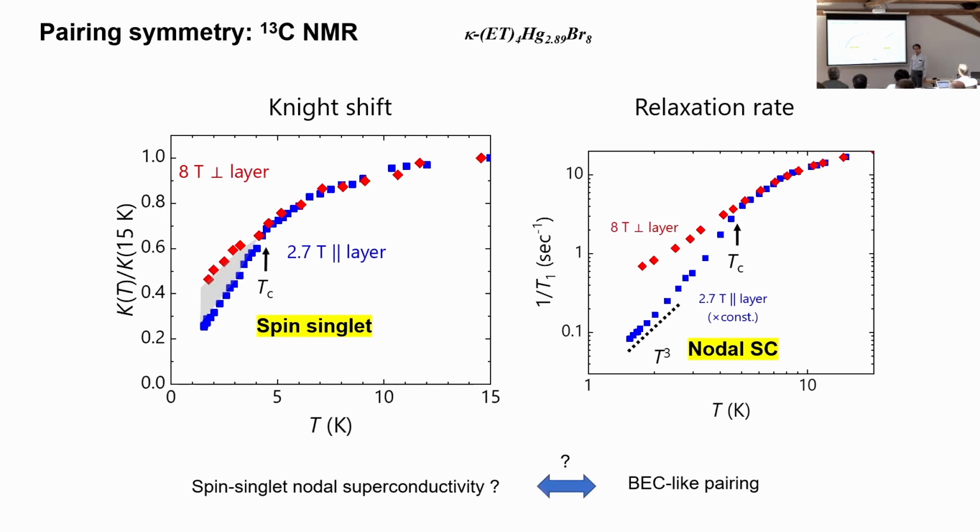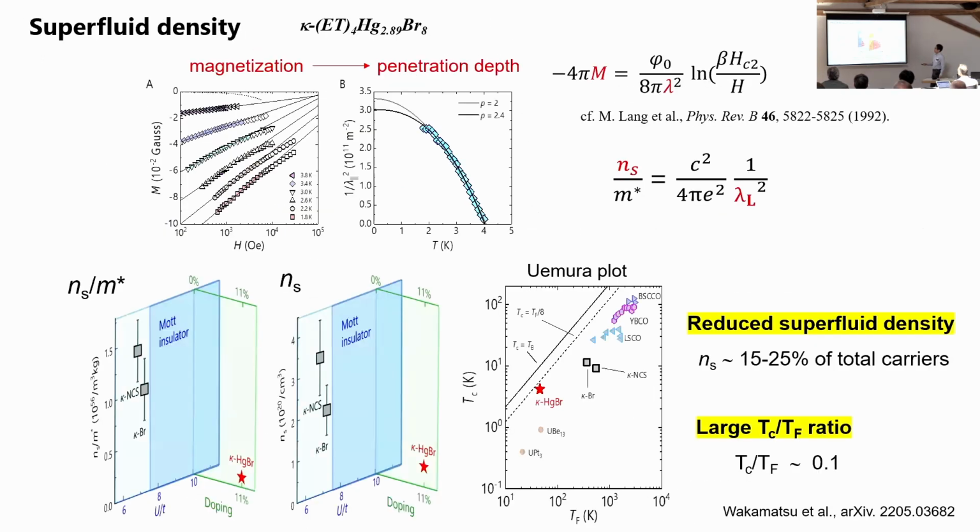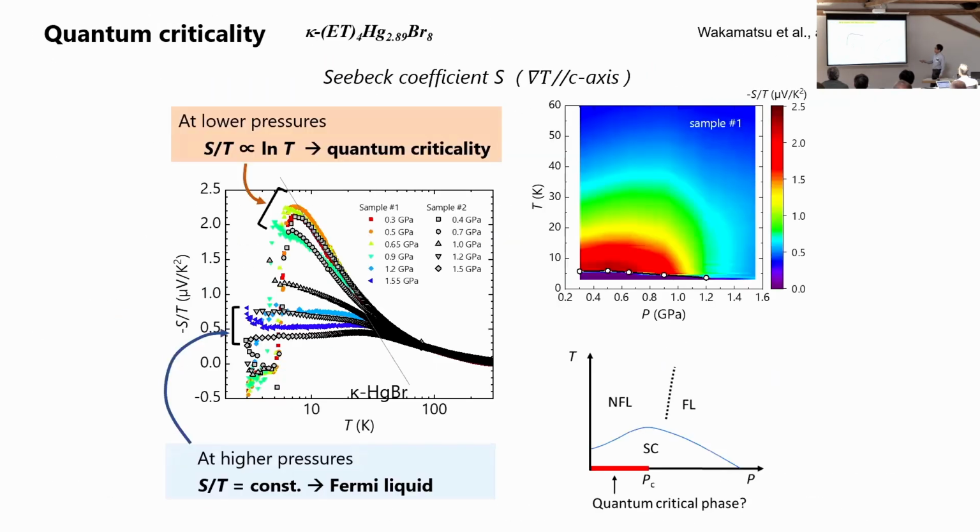Is it flat? Yeah, it roughly scales to the spin susceptibility, like this, decreasing. Roughly scales to the spin susceptibility. Roughly. Yes.